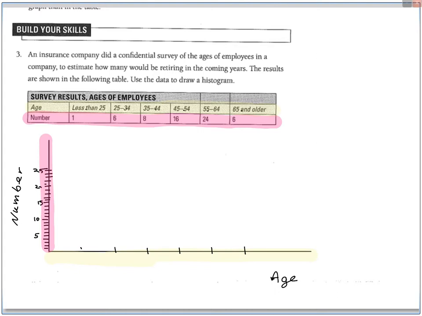So less than 25, my rectangle's only size 1. Oh, I guess I should get some labels in there for each category. Less than 25, 25 to 34, 35 to 44, 45 to 54, 55 to 64, and then 65 plus.